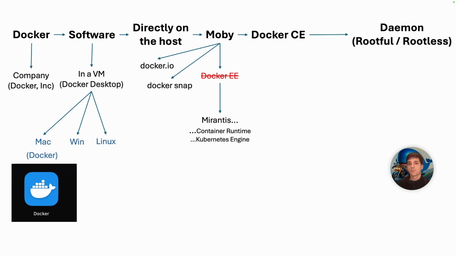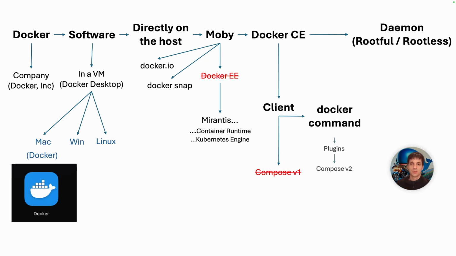And now we are here at the Docker daemon, which can be rootful or rootless. Rootless means that you don't need a root user to run the Docker daemon. And if you run the rootful Docker, it means that you will need a root user to run the Docker daemon. And that is the default behavior. And there is a client component, the Docker CLI, which is, for example, the docker command. And you can also use Docker Compose, which had a version 1, and that is not developed anymore. So you should switch to Docker Compose v2, which is a CLI plugin.